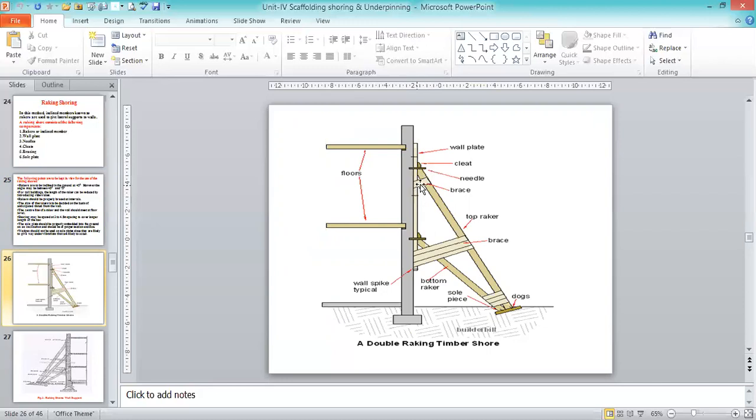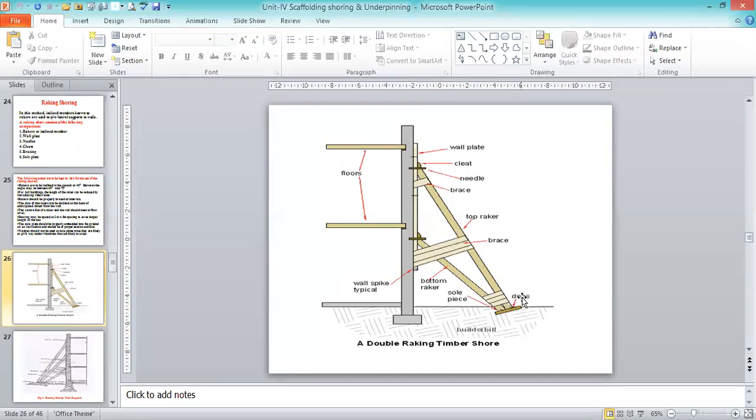Brace, already I told you that this is one brace and this is another brace. This brace is a horizontal member. How we use braces, similarly here also. So the braces we provide, this is one racker and this is the bottom racker. This is the top racker and this is the bottom racker. This top racker and bottom racker are fastened by your braces. This is one brace, the top brace, and this is the bottom brace. So there is the needle, brace, top racker, the bottom brace, and this is the bottom racker. And already I told that the sole piece we are going to provide.